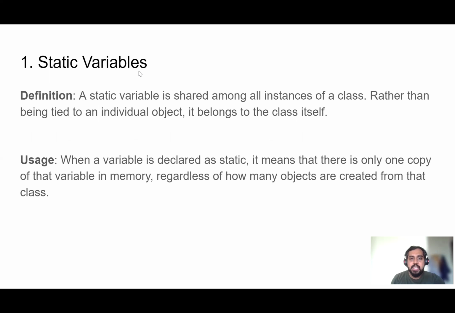If I make a variable static, that variable will be shared among all the objects of a class. A normal variable belongs to a specific object, and if you create one more object, another variable gets created and is initialized with a default value. But if I make that variable static, only one copy gets created in memory and it is shared by all the objects of the class. So when a variable is declared static, there is only one copy of that variable in memory, regardless of how many objects you created.